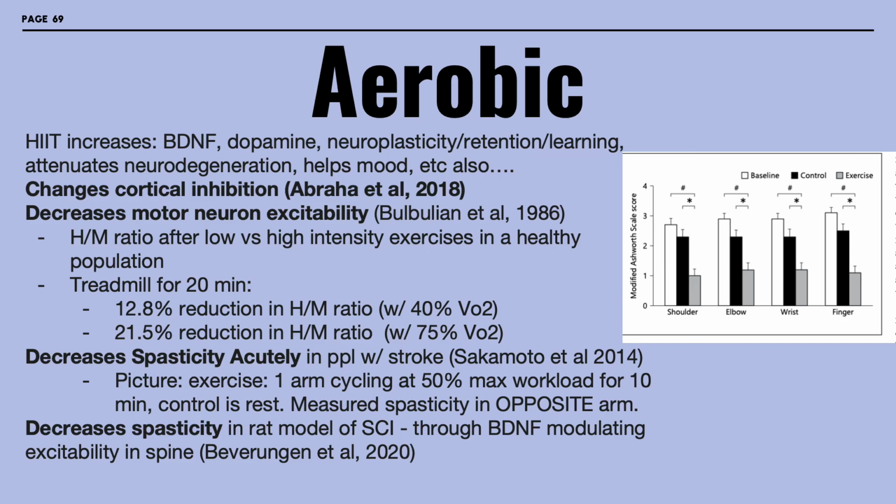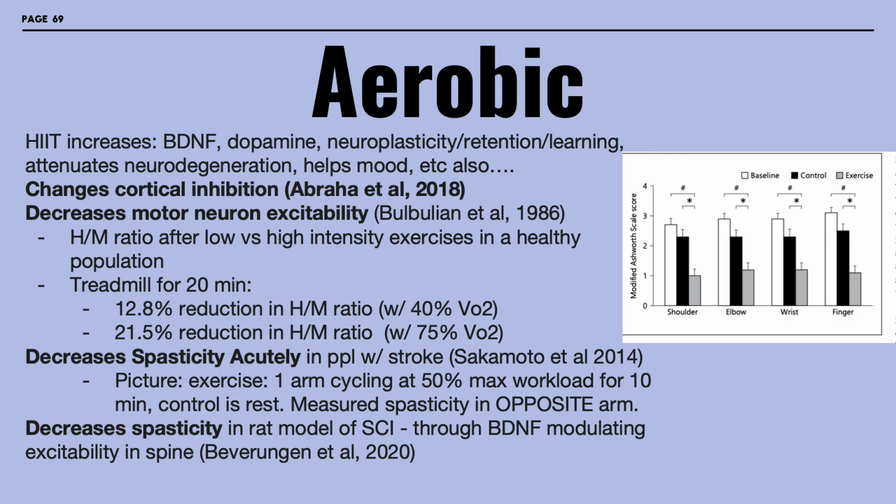With aerobic activity, specifically high intensity activity, this increases brain-derived neurotrophic factor, BDNF, which has so many great effects, dopamine, just improving neuroplasticity, retention learning, decreasing neurodegeneration, mood, but it also changes cortical inhibition and decreases motor neuron excitability. So it's just allowing us to decrease spasticity acutely, especially shown in those with stroke.